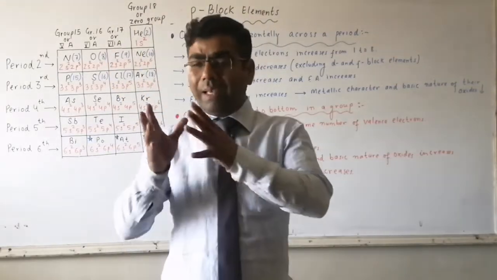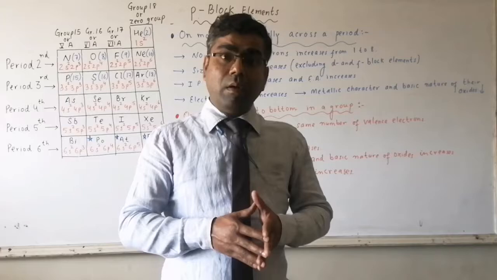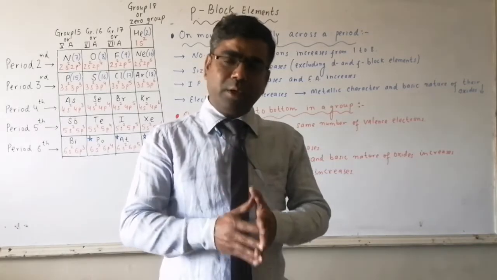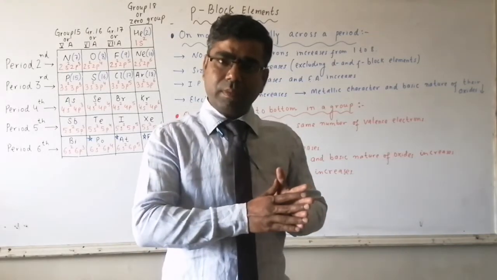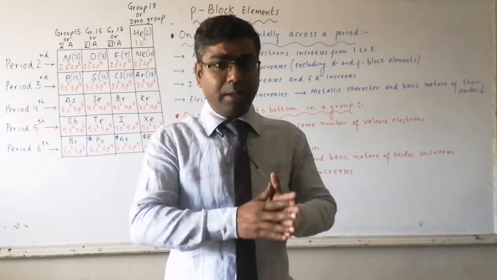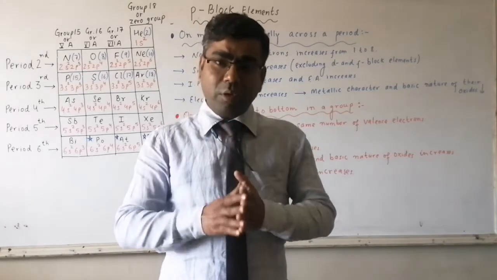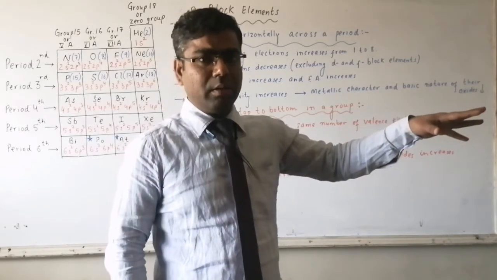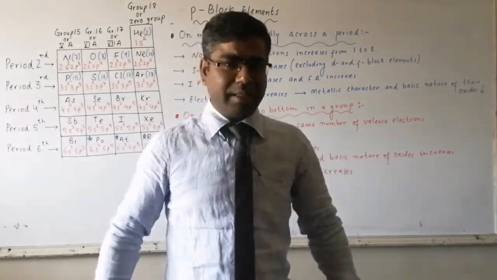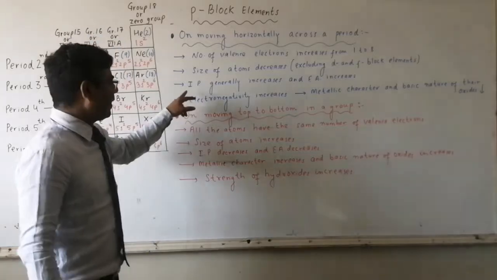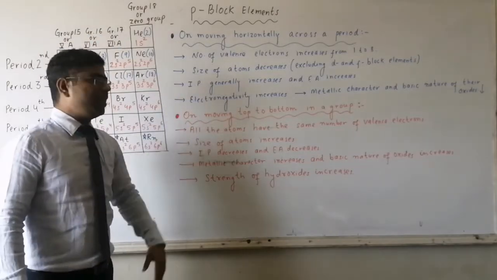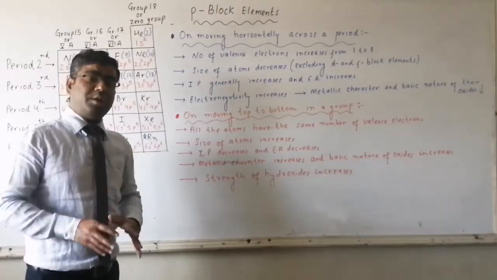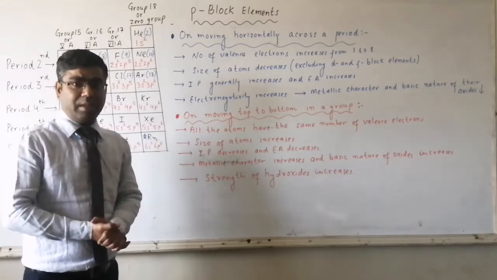So when we move from left to right, valence electron is added to the same valence shell, proton is added to the nucleus, as a result of which effective nuclear charge increases on the valence electron and size decreases. Then we have next point, IP generally increases, ionization potential generally increases.